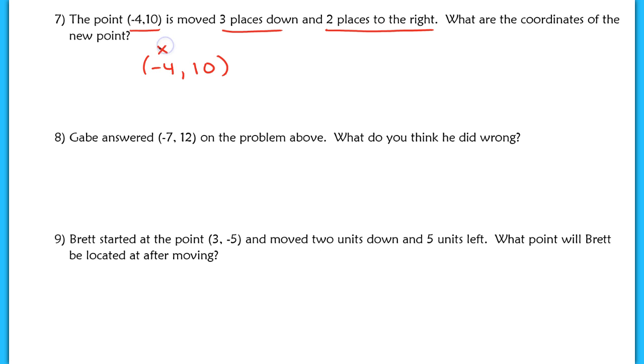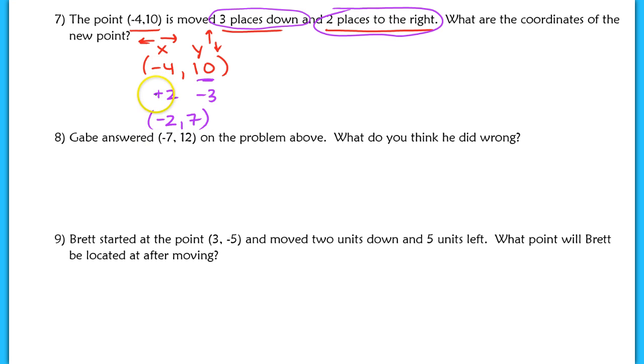Remember, the x value is the value that moves something left or right. The y value tells you how to move something up and down. So in this case, where it tells you that he moves 3 places down, that means we're going to take the y value and we're going to subtract 3 from that amount. So we take 10 and we subtract 3. Now the other part says that you are moving 2 places to the right. So this time, right is a positive direction, so I'm going to add 2 to this value. So I end up with -2, 7. -4 plus 2 is -2. 10 plus a -3 is 7.